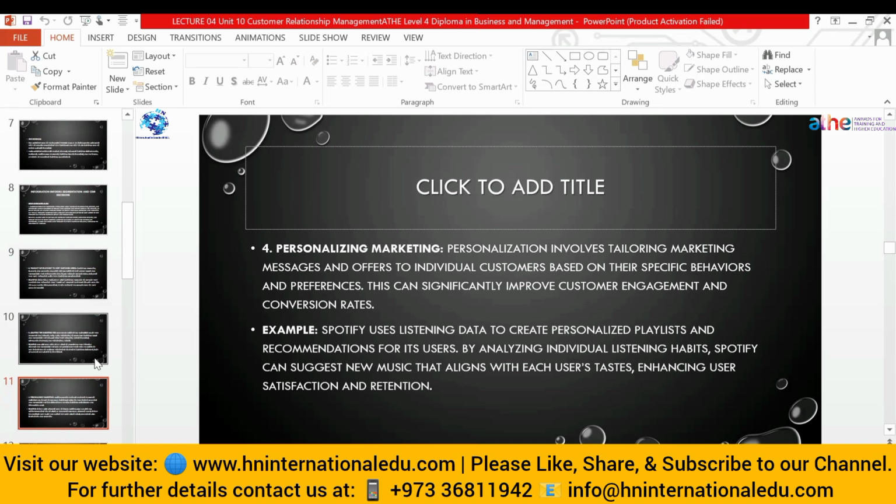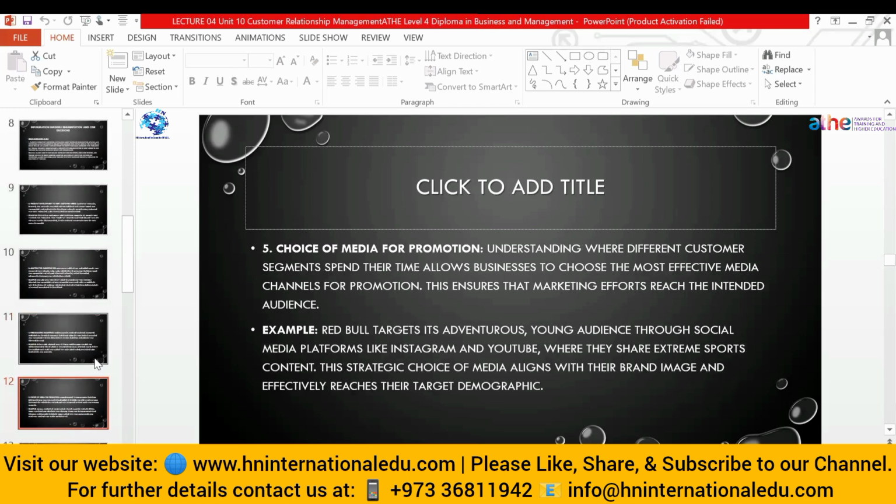For example, Spotify uses listening data to create personalized playlists and recommendations for its users. By analyzing individual listening habits, Spotify can suggest new music that aligns with each user's taste, enhancing user satisfaction and retention. This is for each and every app which we use, even for the Instagram, even for the YouTube, Twitter, and we have something for Samsung that is SoundCloud. Yes. So all these apps, they show you those things which we search, which we like. That is personalizing the marketing.